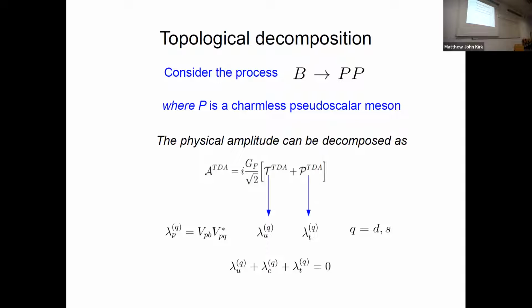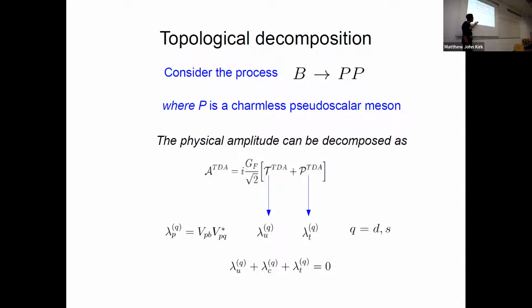It's a bit misleading because that suggests that in the P contribution you only have penguins, and in the tree you only have trees. But that's not true. The tree can also contain penguins. So the leading difference between the T and the P is the CKM structure. The P is always going to be associated with lambda U, where lambda U is a product of CKM elements, V_ub V_uq*, and you can have either a down or a strange.